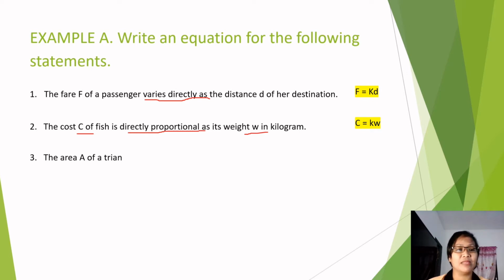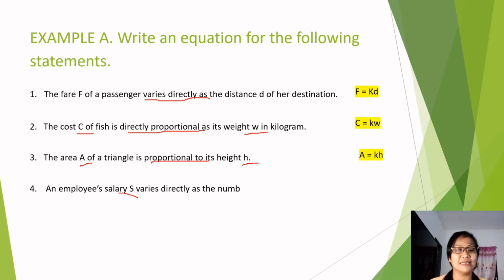Number 3, the area A of a triangle is proportional to its height. Again, A ang naunang binanggit, at of course, H ang nahuli, kaya unahin natin ang A. So, A now is equal to kH. Number 4, an employee's salary S varies directly as the number of days D she has worked. S is equal to kD.